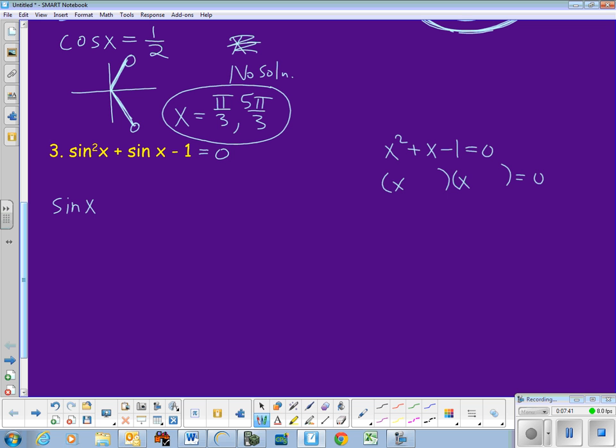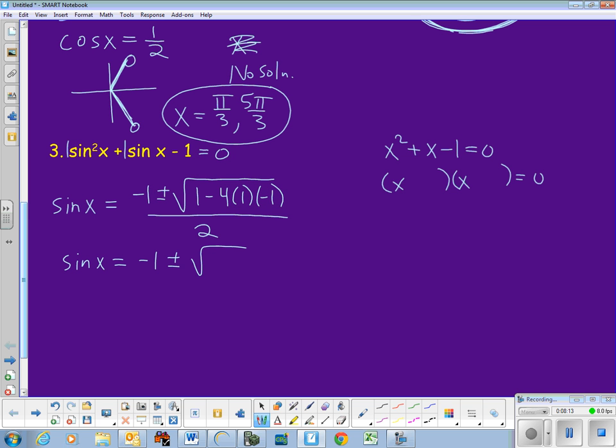Except this time, instead of x equals, I get sine x equals. Okay, so it's negative b. All right, this is plus 1, negative 1 for a, b, and c. Negative b plus or minus the square root of b squared minus 4 times 1 times negative 1, all over 2. All right, so I get sine x must equal negative 1 plus or minus the square root of 5 over 2. Okay, so my trig function is isolated.